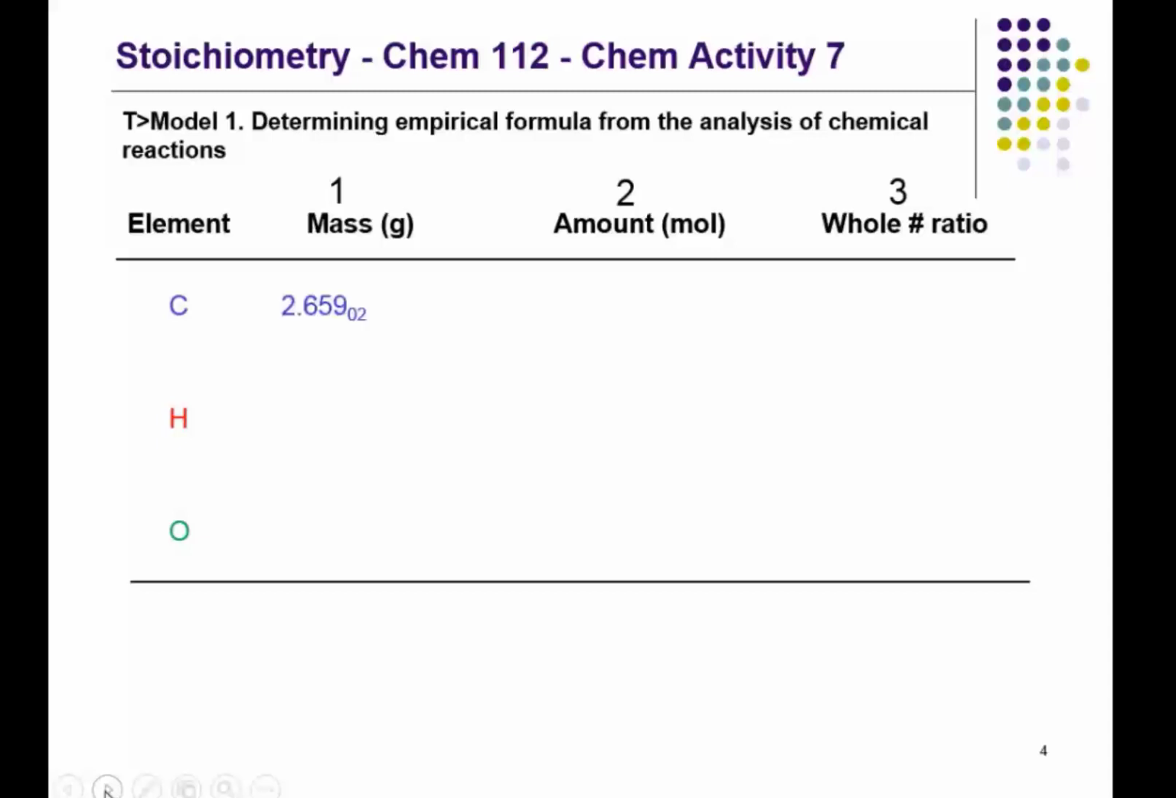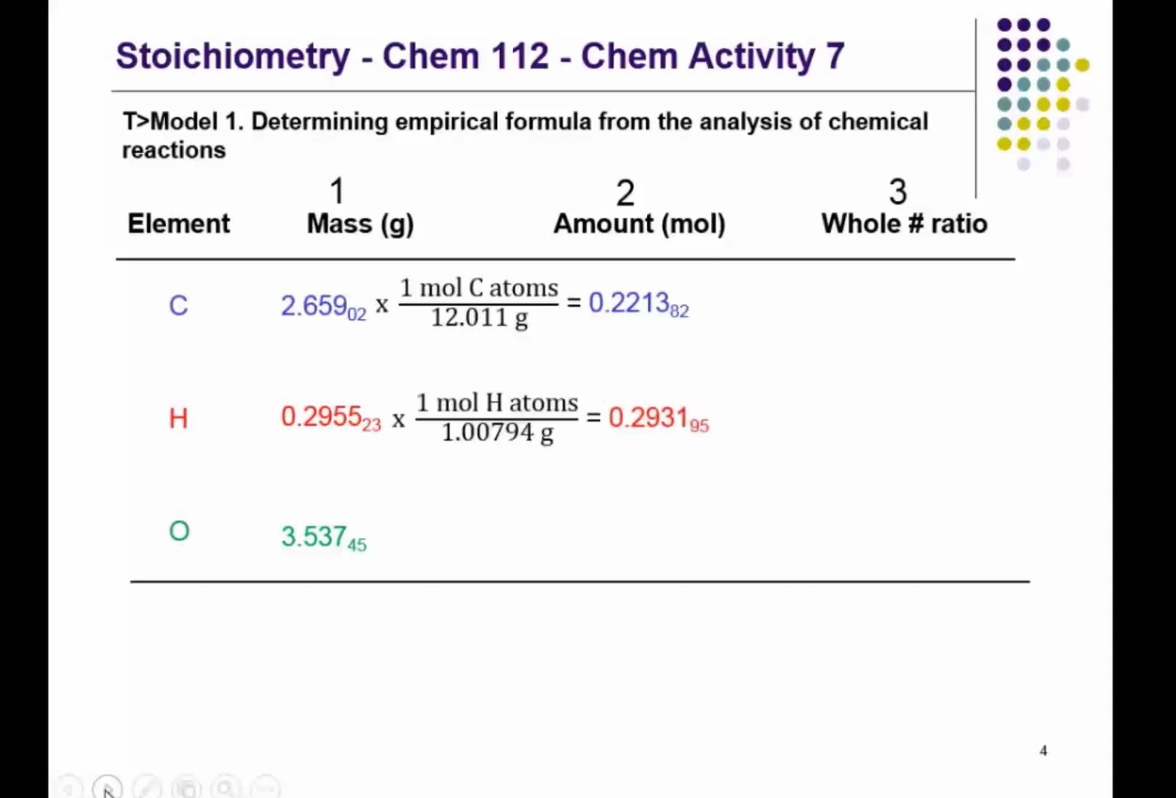I'm going to write in the masses of each of the elements that we found from the first part of the calculation. I am then going to calculate the amounts of each. To calculate the amounts of each, of course, requires using the conversion factor involving the molar masses. First of all, the molar mass of carbon, not carbon dioxide. Then the molar mass of hydrogen, that is monoatomic hydrogen, not water. And finally, the molar mass of atomic oxygen, not diatomic oxygen. This allows me to find the amounts of each at this stage.